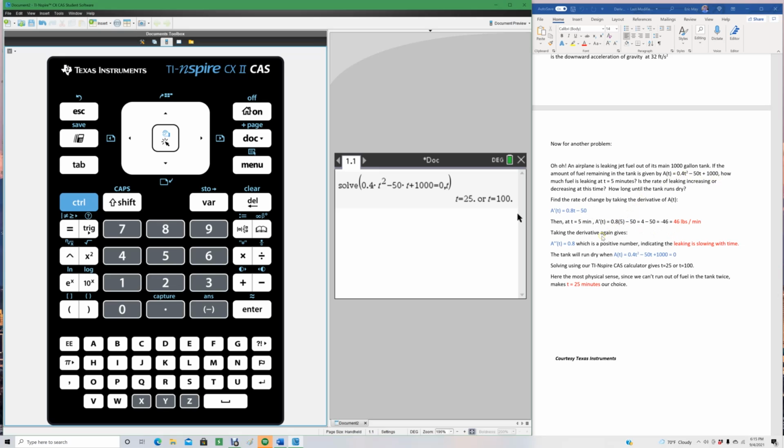Now if we take the derivative again, the second derivative of a of t, we get 0.8, which is a positive number indicating that the leaking is slowing down with time. So this means that the tank is losing more fuel to begin with than as it goes on.